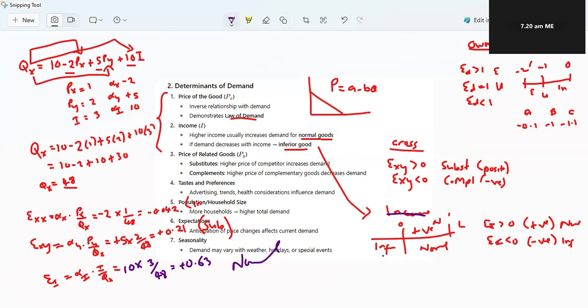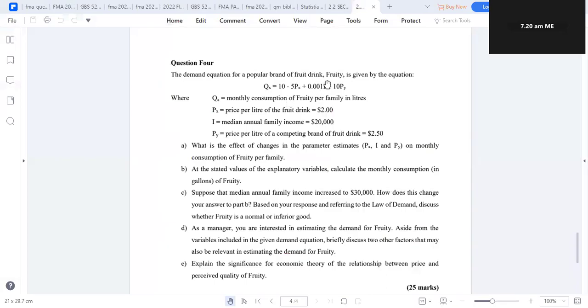Okay. So now the principle applies to any question to do with this. The demand for a brand of fruity drink is given by the following function. Everything has been given. The price of X is 2 kwacha, the income is 20,000, and the price of the competing brand is 2.50. So what do we do now here?